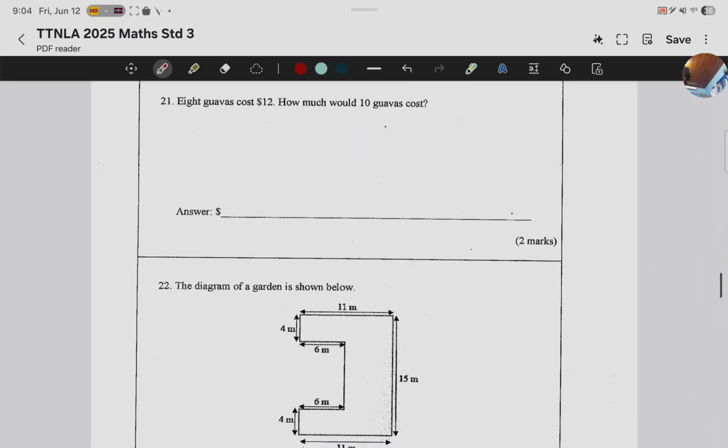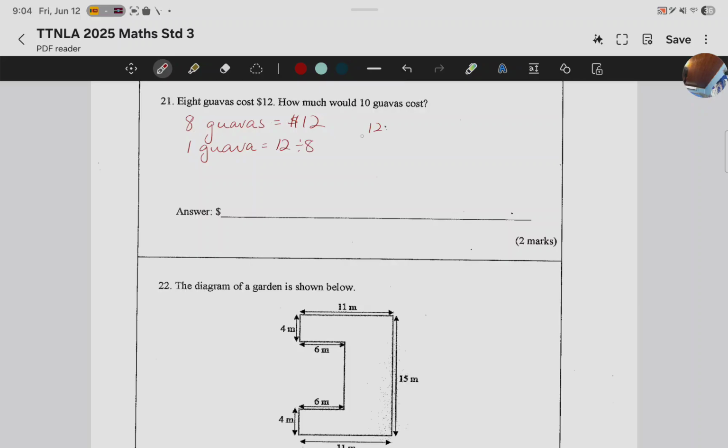Number 21, 8 guavas cost $12. How much would 10 guavas cost? So if you know 8 guavas is equal to $12, before we could find out for many, we need to find the cost for one. So 1 guava will be the $12 divided by 8.